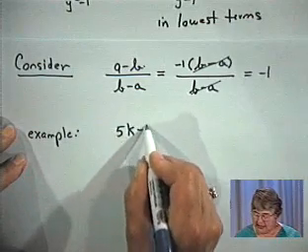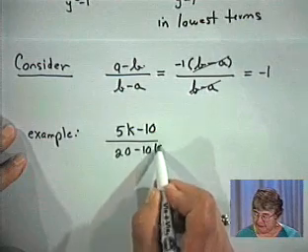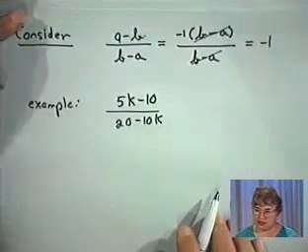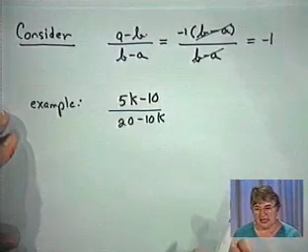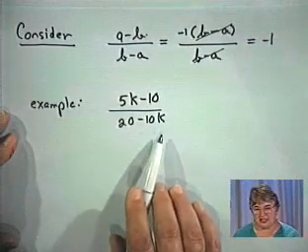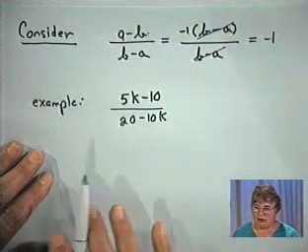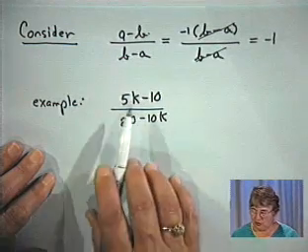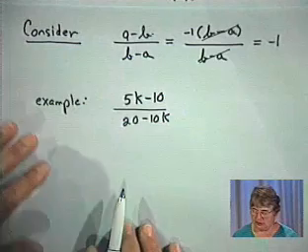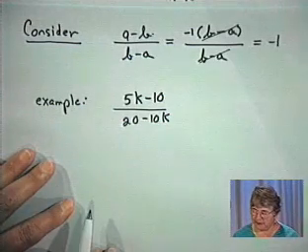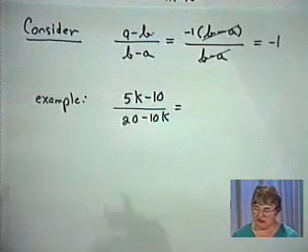5k minus 10 divided by 20 minus 10k. Okay, this is a rational expression, and remember, you should always be thinking that the domain is going to eliminate certain values of k. But from now on, let's assume that we're working with these expressions and we're throwing out those values that make the denominator 0. All right, so now anytime that you want to simplify an expression, factor first.